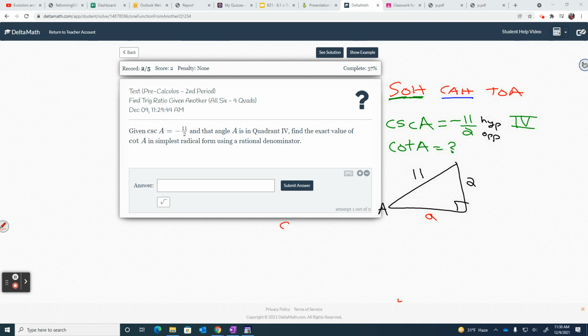So then it's going to be A squared plus 12 squared equals 11 squared. Now there's a lot of steps here. This becomes A squared plus 144 equals 121. Go ahead and subtract. A squared equals 117. Unfortunately, that's not a perfect square. So A is just going to be the square root of 117.